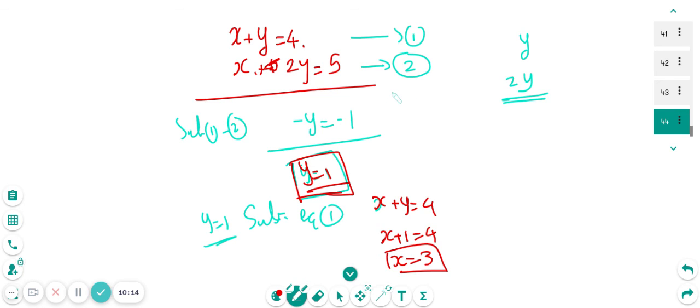So sometimes we need to add equations, sometimes we need to subtract. We need to do whatever is necessary to eliminate one of the variables and then find the other variable, and using that we find the initial variable. I hope that is clear.